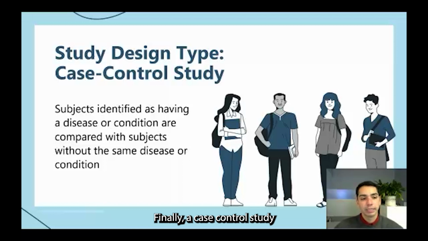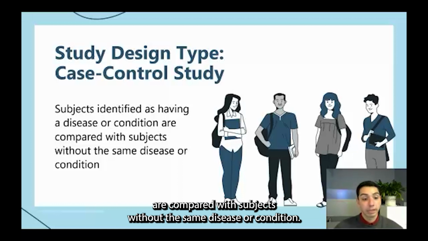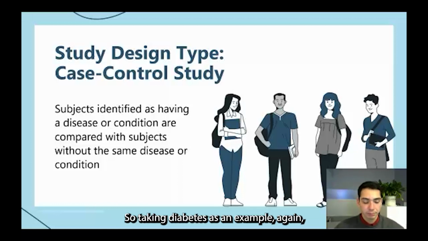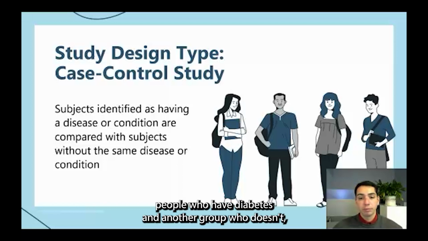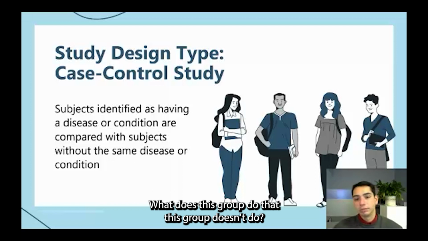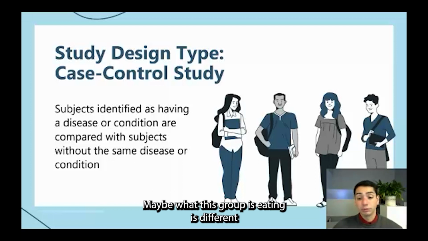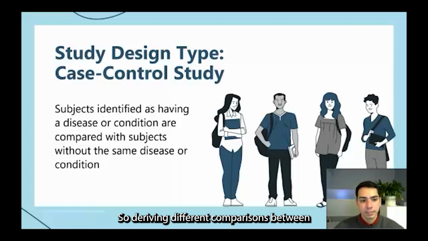Finally, a case control study in which subjects identified as having a disease or condition are compared with subjects without the same disease or condition. So, taking diabetes as an example again, you would take a group of people who have diabetes and another group who doesn't, and then we would categorize their activities. What does this group do that this group doesn't do? Maybe what this group is eating is different from what this group is eating. So deriving different comparisons between one or more groups.